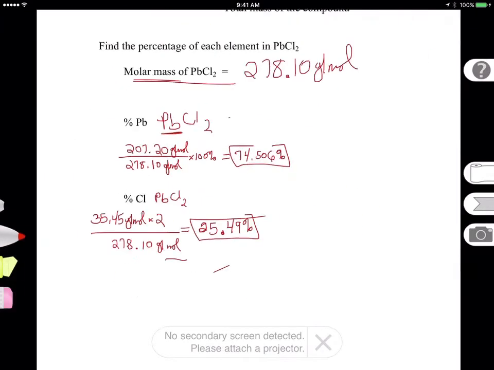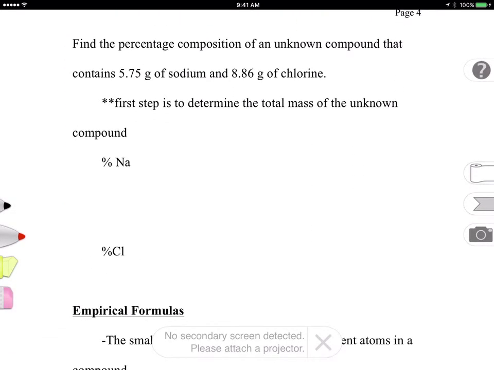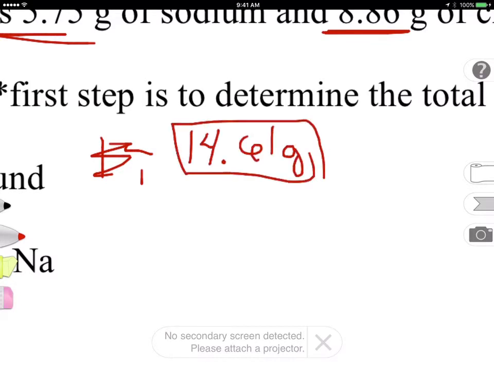All right, last one here. Okay. The percentage composition is unknown, but I know I have these grams of sodium and grams of chlorine. What is the percent composition of each element? First step is to determine the total mass. So I'm simply going to take my 5.75 and my 8.86 grams, and I'm going to add that together, and that's going to be 14.61 grams. Okay, that's my total.